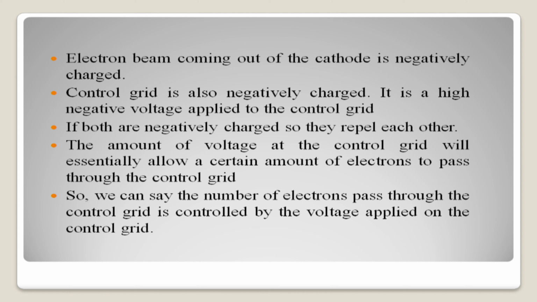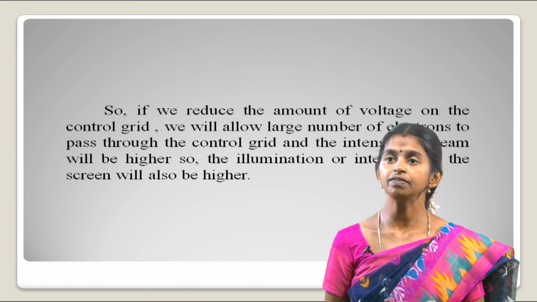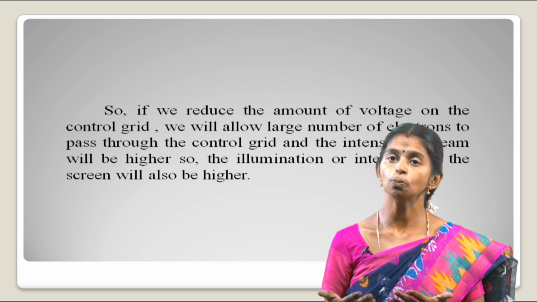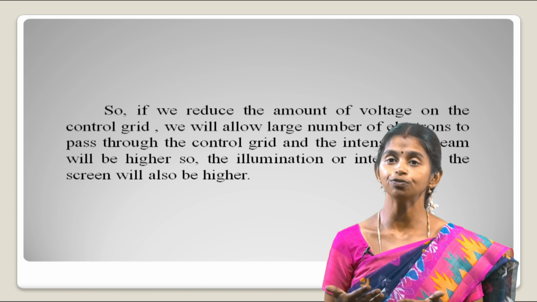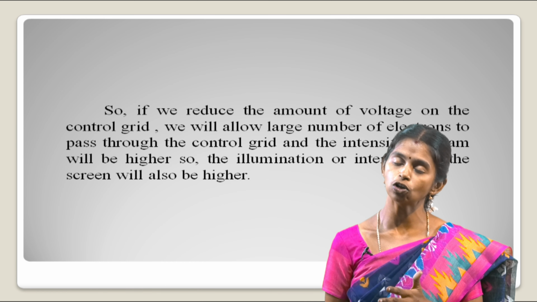The control grid is also negatively charged. A high voltage is applied to the control grid. If both are negatively charged, they repel each other. The amount of voltage at the control grid essentially allows a certain amount of electrons to pass through. So, the number of electrons passing through the control grid is controlled by the voltage applied on it. If we reduce the voltage on the control grid, we allow a large number of electrons to pass through and the intensity of the beam will be higher. So, the illumination or intensity of the screen will also be higher.